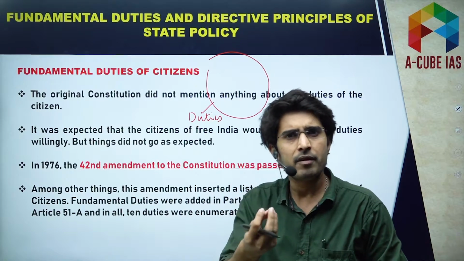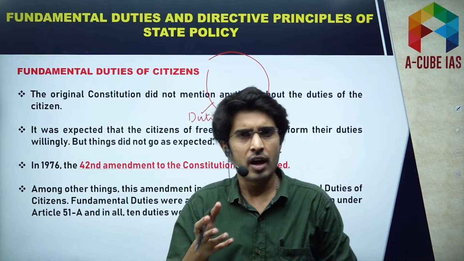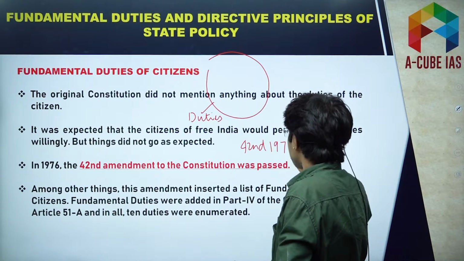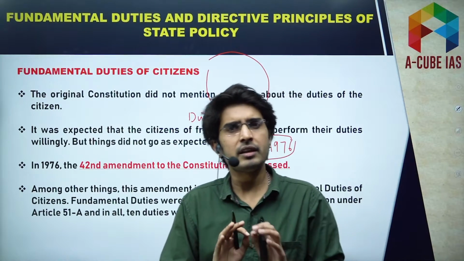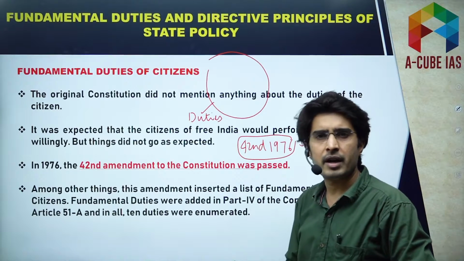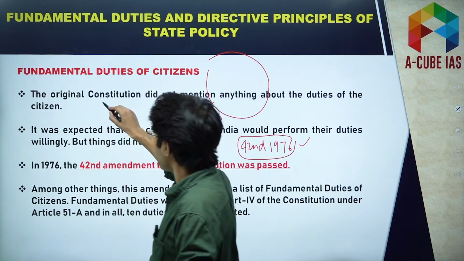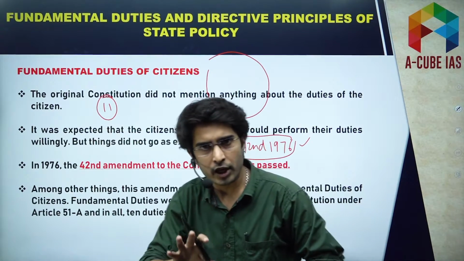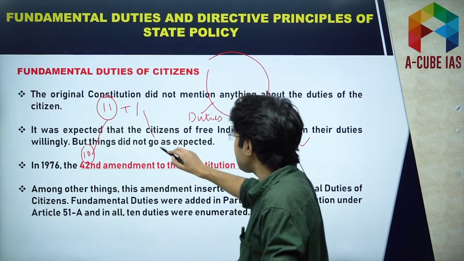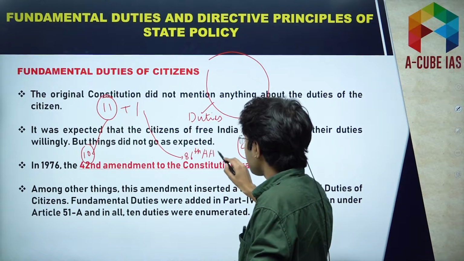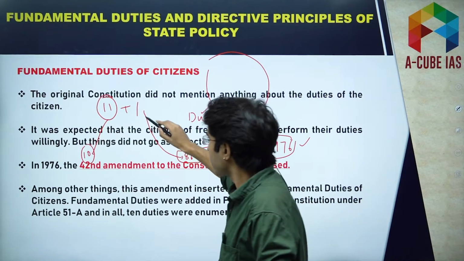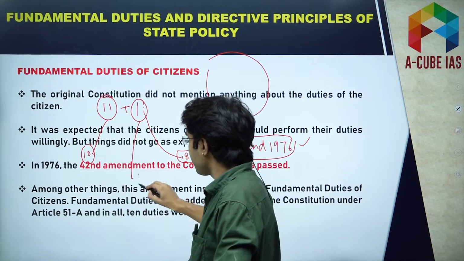Now we have 11 fundamental duties in the Indian Constitution, and these fundamental duties were incorporated through the 42nd Amendment Act 1976. So remember the fact that originally these fundamental duties were not present in the Constitution. These were included through the 42nd Amendment Act 1976. Initially there were 10 fundamental duties. One more fundamental duty was added through the 86th Amendment Act 2002, and now we have 11 fundamental duties.